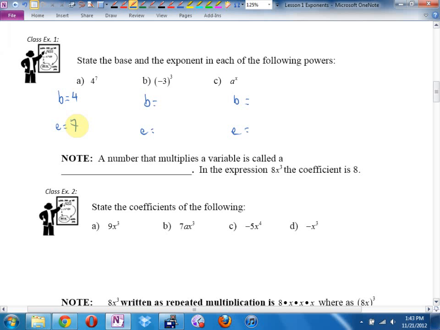What's the base in this second one? What's the exponent? What's the base in the third one? A. What's the exponent? X. A little note, a number that multiplies a variable is called a, we've already done this term before, but let's write it again, coefficient. So in the expression 8x cubed, the coefficient is 8.